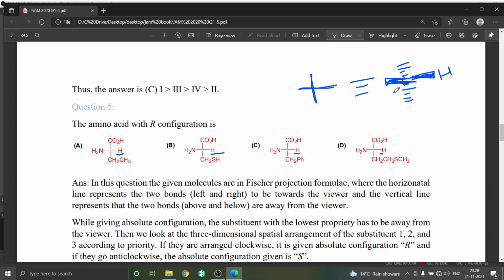Now let's talk about the CIP rule. So what the CIP rule says is, we have to give priority to the substituents, and then if the spatial arrangement of these substituents according to the priority given by atomic number goes clockwise, like this, how we write R. Okay, if it goes clockwise, then it is R, and if it goes anti-clockwise, like how we write S, like this, then it is S, right? Then how do we give priority? We give priority according to the atomic number, and we go bond by bond. So let us see each of them.